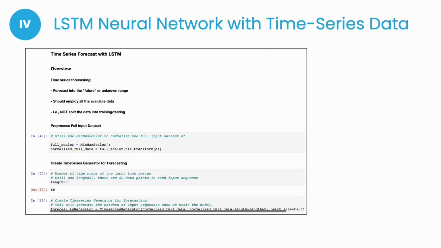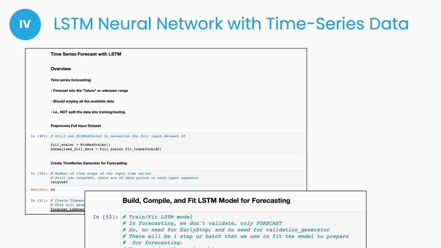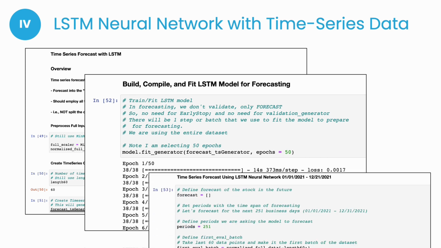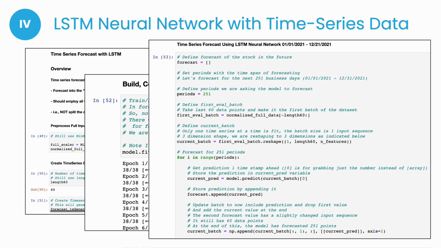Up next was forecasting with the entire data set, and the length was 60 data points in each input sequence, and a time series generator was set up. Then I trained the LSTM model with 50 epochs, and I prepared to forecast the future for the year 2021 with 251 periods. The first batch was 60 periods, and I defined the current batch.